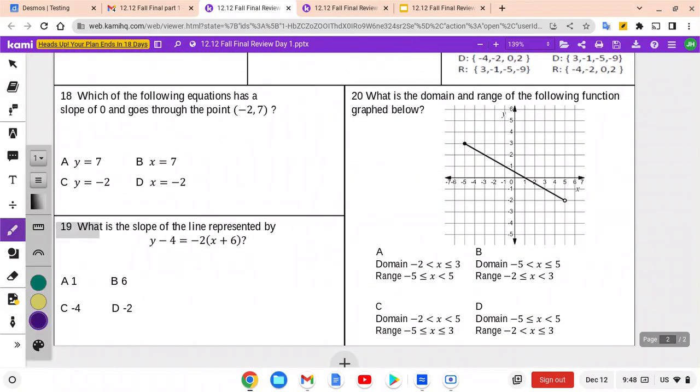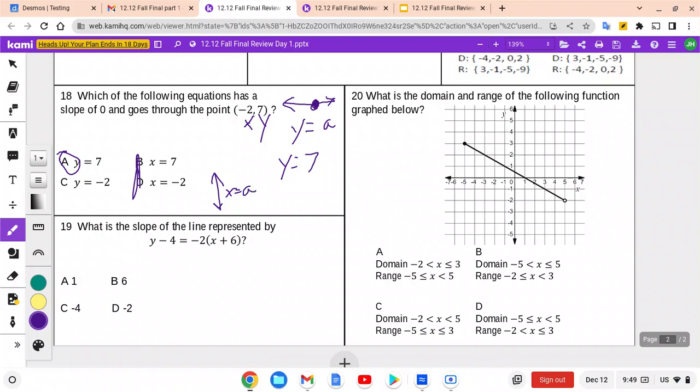Which of the following equations has a slope of 0? Well, 0 slope is a horizontal line, so it's got to be y equals a number, so it's not B or D. So if x is negative 2, y is 7, it's got to be y equals 7, because it has to go through that point on the graph. Horizontal lines with a slope of 0 have to be y equals something. If it was vertical, it would be x equals something, with an undefined slope.